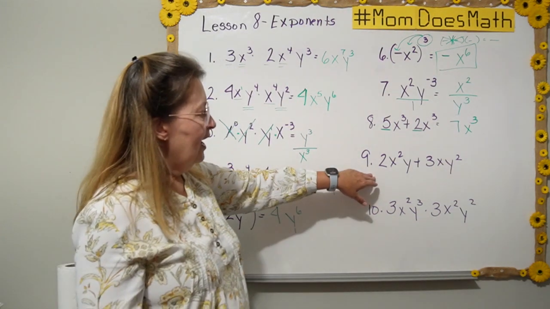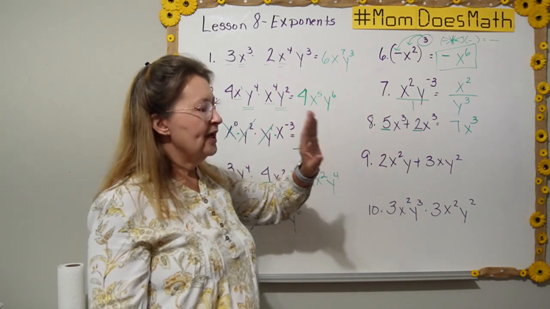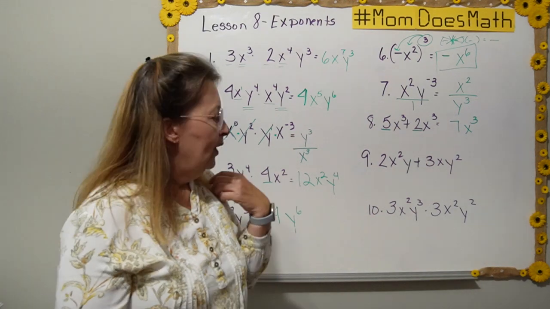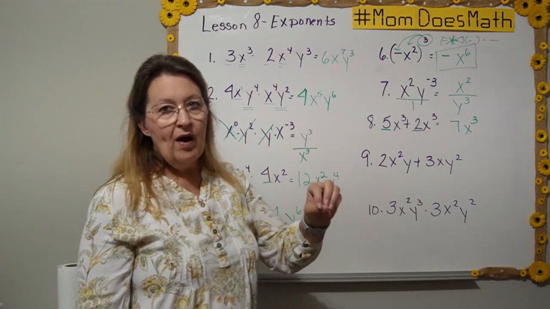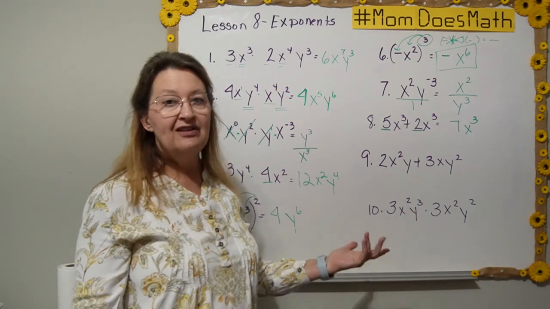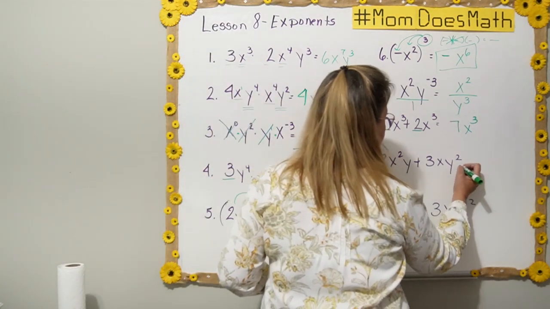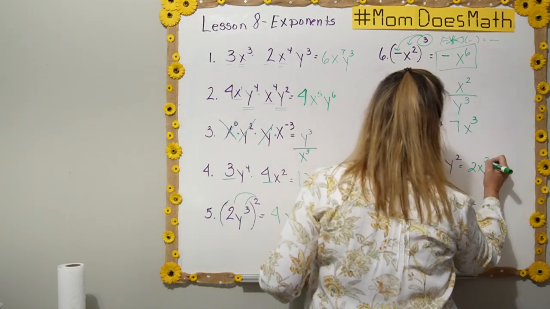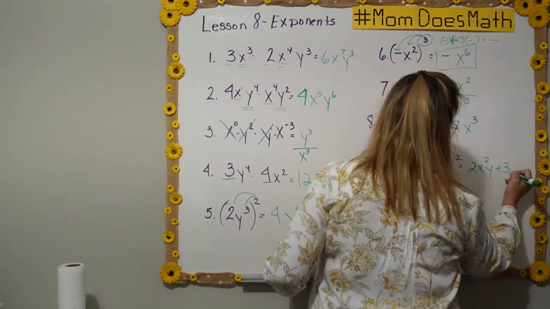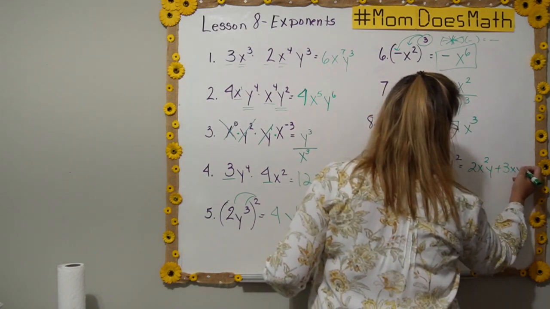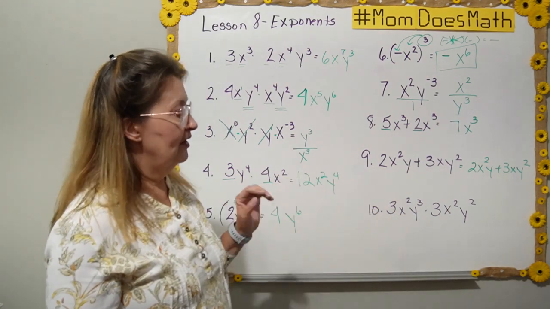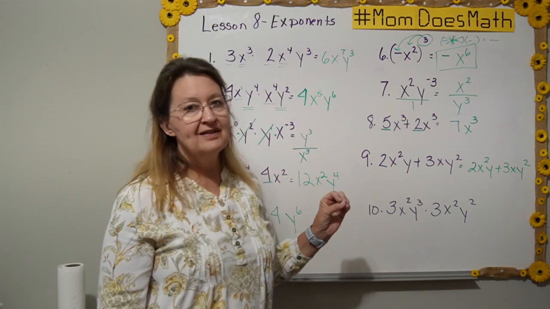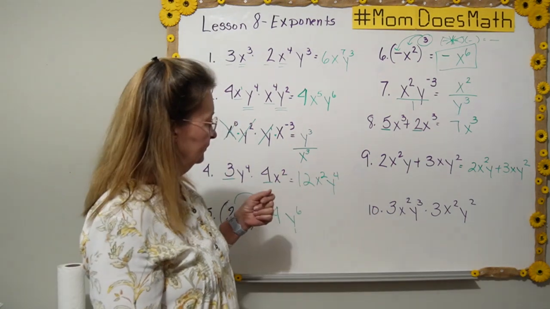Now we look at number 9, 2x squared y plus 3xy squared. Well, x squared y is not the same thing as xy squared. So there's actually nothing you can do for this. Your simplest form is just like it is. So you can either just write NA or write it down just like it was. You cannot combine those because x squared y is not the same as xy squared.